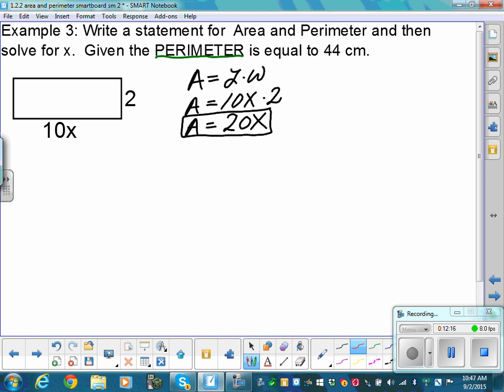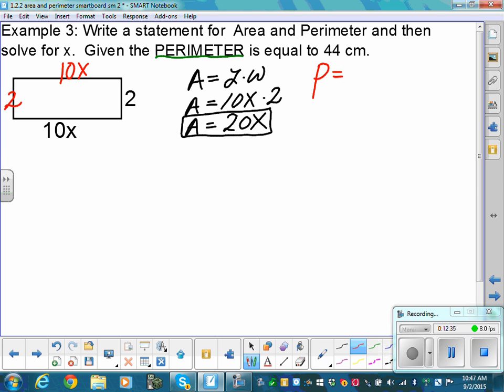Okay, let's move on to the next part. Let's write a statement for perimeter. So I'm going up here, and let's do it the short way. Perimeter. We know we need to add up all the sides. Now, if this is 10x, this is 10x. If this is 2, this is 2. So let's go through the perimeter and add it up, but let's use the quicker way.